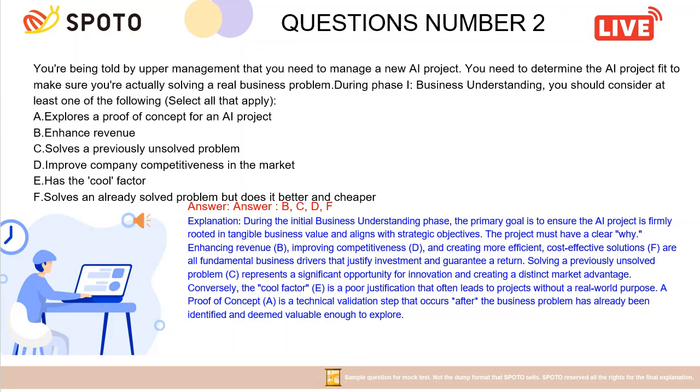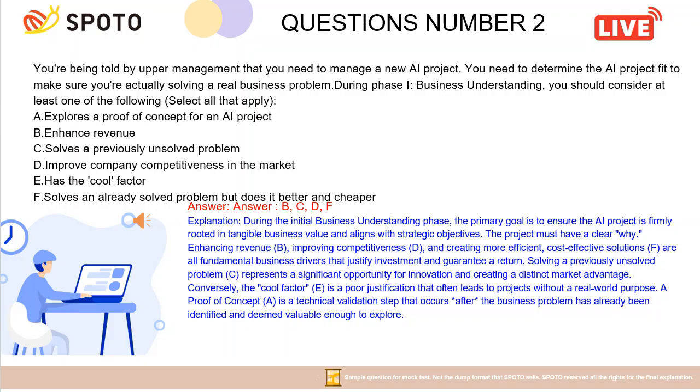Answer, B, C, D, F. During the initial business understanding phase, the primary goal is to ensure the AI project is firmly rooted in tangible business value and aligns with strategic objectives. The project must have a clear why. Enhancing revenue, B, improving competitiveness, D, and creating more efficient, cost-effective solutions, F, are all fundamental business drivers that justify investment and guarantee a return.